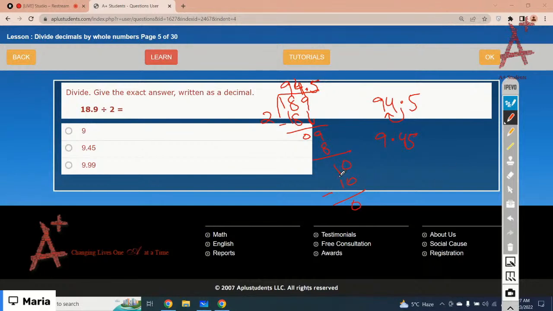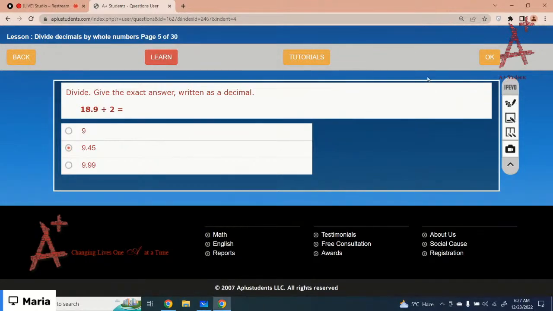We have 1, but we don't have any other digit, so I put the decimal point and a 0. So it would be 2 times 5 is 10. Also, the dividend has one decimal place, so I moved the decimal point one place left. So it would be 9.45. Got it? So the correct option is 9.45. Just select the correct option, then click on the OK button. Got it?